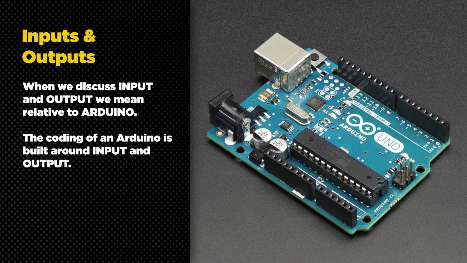During this course, when we talk about input and output, we mean relative to the Arduino. The Arduino is essentially a brain that connects to a series of components. Each of these components is either an input or an output.